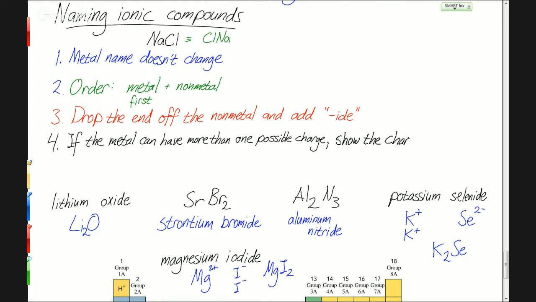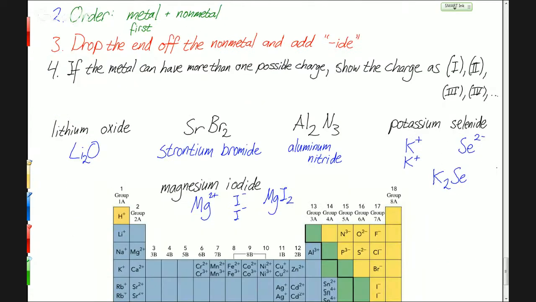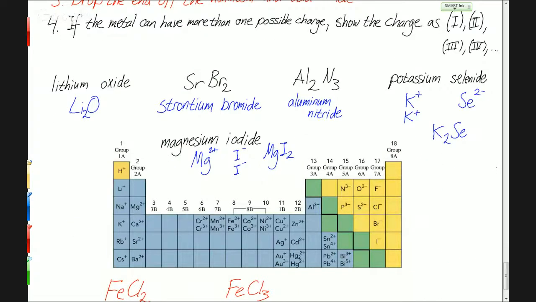show that charge. We show that charge as a Roman numeral in parentheses. So like 1, 2, 3, 4, etc. Right after the name of the metal. So keeping that rule in mind, let's look back at our two examples down here, FeCl2 and FeCl3.